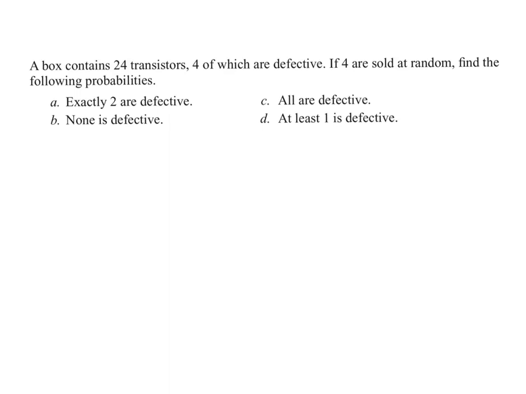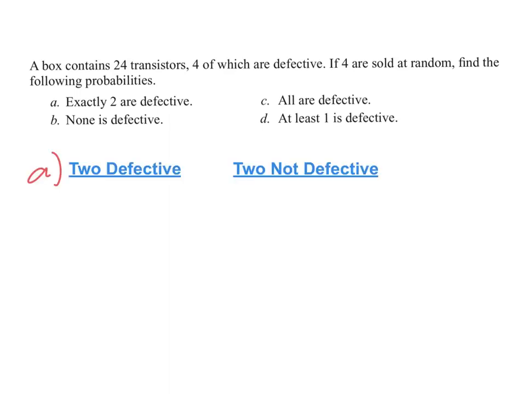Okay, here's what it's saying. So you're going to pick 4 at random, okay? But of the 4, 2 of them are going to be defective, which means the other 2 are not defective. They're fine. That's the first situation. So here's what we're really talking about. We have 2 things that we have to pick from. We have 2 sort of piles that we have to pick from.